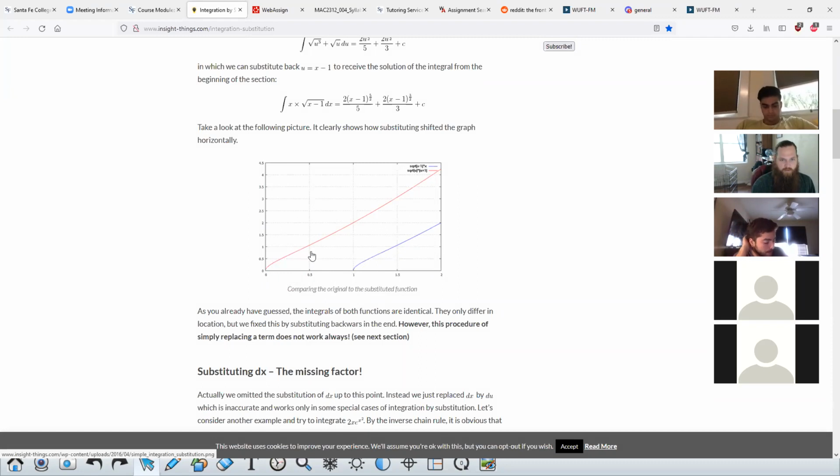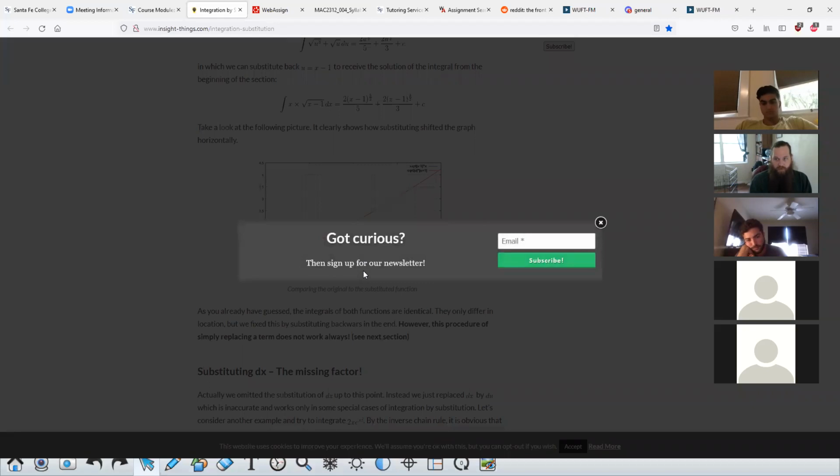You can just see that this region has the same shape and size as this region. So you're really changing coordinates. When you make a substitution, you're changing the horizontal axis of your graph. And sometimes a really simple substitution like u equals x minus 1 just shifts things left or right. The thing that scales the x-axis into the u-axis, like stretches it or compresses it, that's the differential term, the dx.